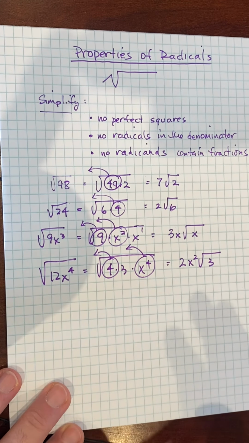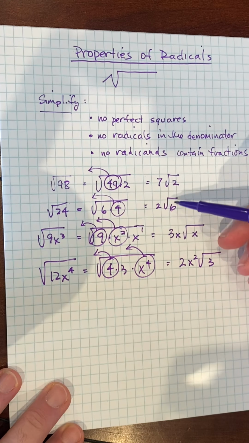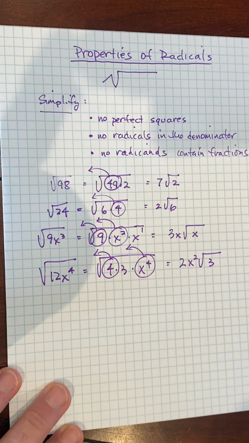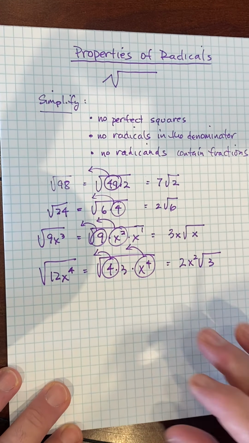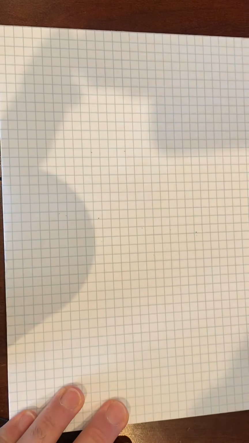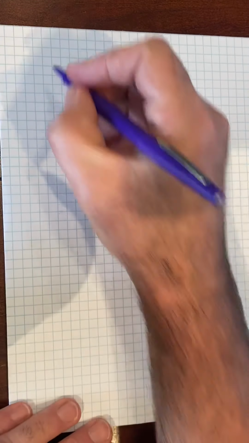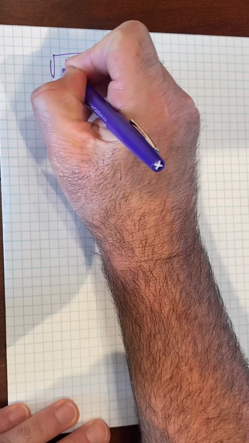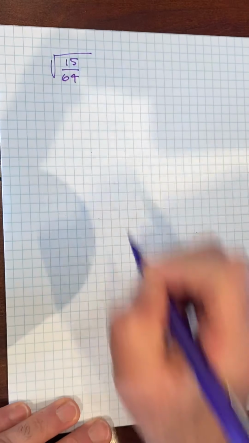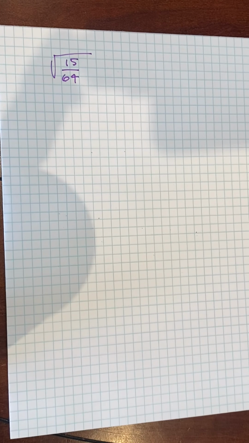You're going to have about 10 or 15 of those to practice, and you can see they go pretty quickly. Okay? Now let's practice some that are fractions. So let's say we want to simplify the square root of 15 over 64.